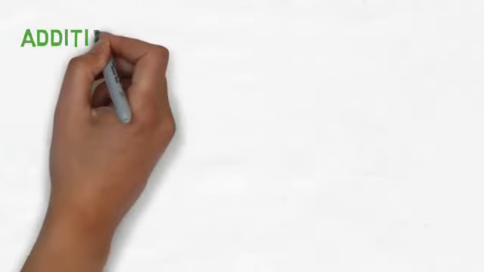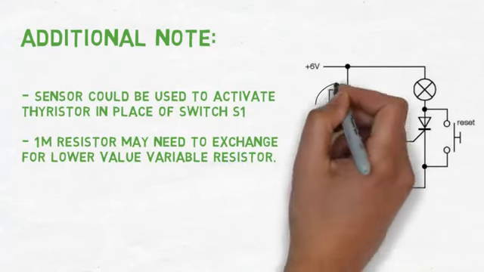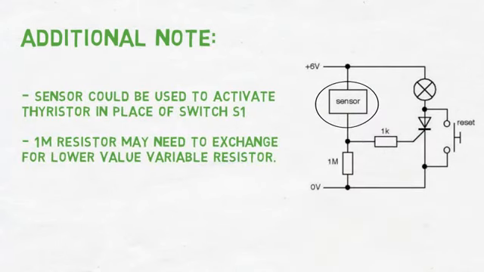Some additional points to take note. A sensor could be used to activate the thyristor in place of the switch S1. In order to use the sensor, the 1 megaohms resistor may need to be exchanged for a lower value variable resistor.